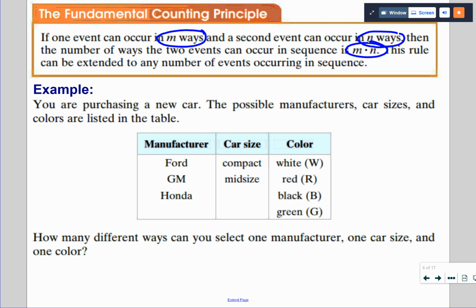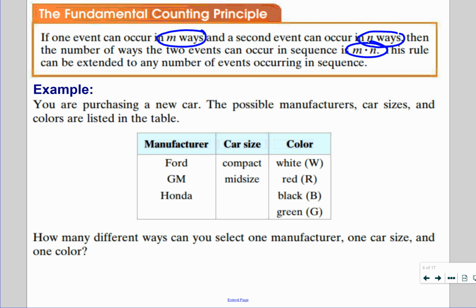So when you did these, probably in middle school, you probably did a lot of problems with like restaurant menus. Like I have this many appetizers and I have this many entrees and I have this many desserts. How many ways can I order off the menu if I pick one from each column? Or I have this many shirts and this many pairs of pants and this many shoes. How many outfits can I make from my selections if I pick one of each? Okay, so that's this type of problem.